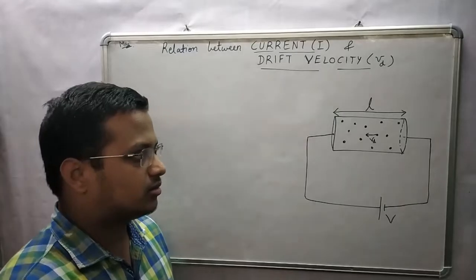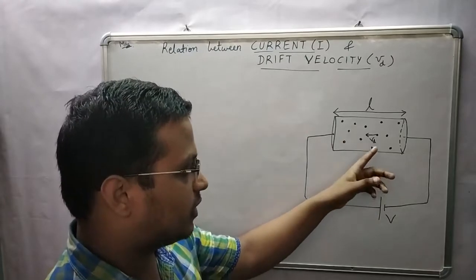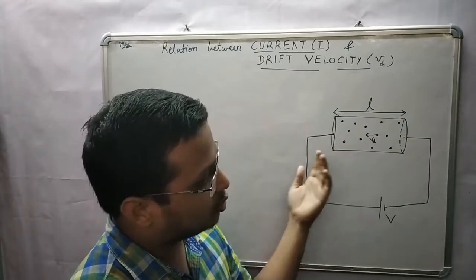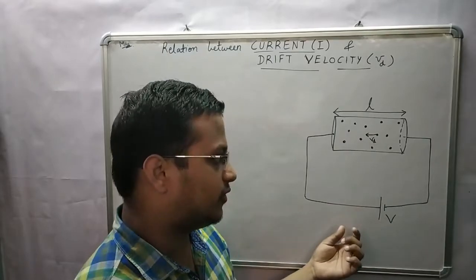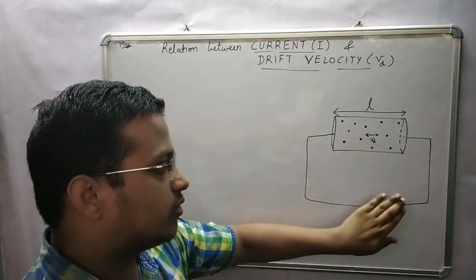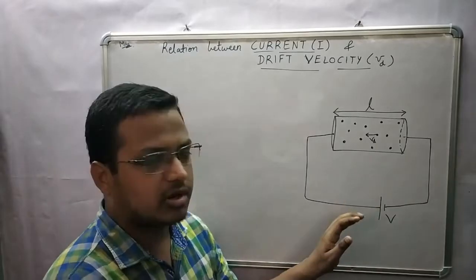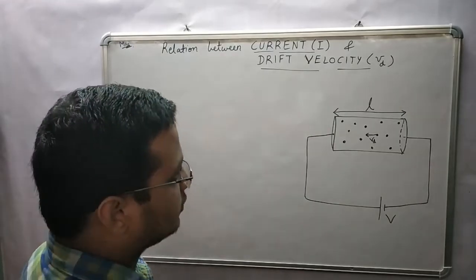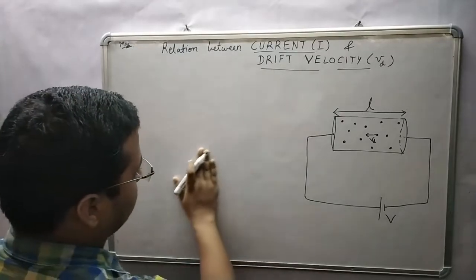We have seen earlier what drift velocity is. It is the average velocity with which free electrons in a conductor move when the conductor is connected to an external potential difference. The average velocity with which free electrons move without a battery is called thermal velocity, and with a battery or a potential difference source, their average velocity is drift velocity. So we have to find the relation between current and drift velocity.